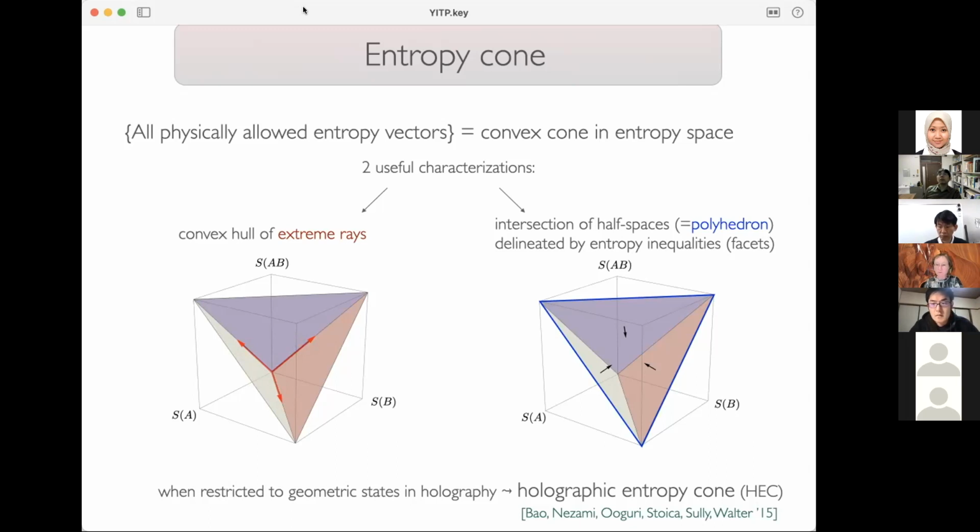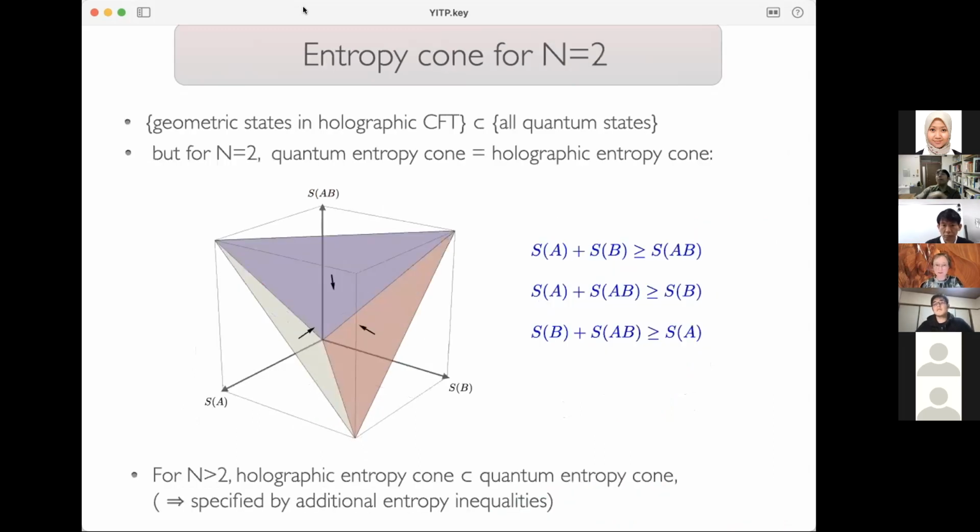Okay, so when we restrict the set of physical systems to a holographic one, well, then this was what was constructed in this paper here and dubbed the holographic entropy cone. Okay, so what is known about this holographic entropy cone? Well, of course, the set of all geometric states in a holographic field theory is a very small subset of all quantum states.